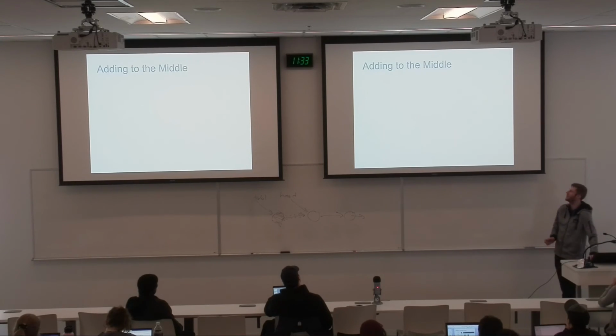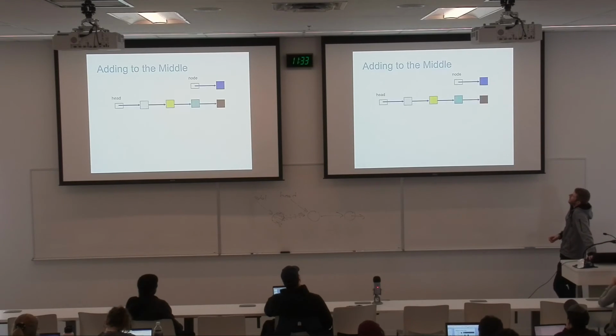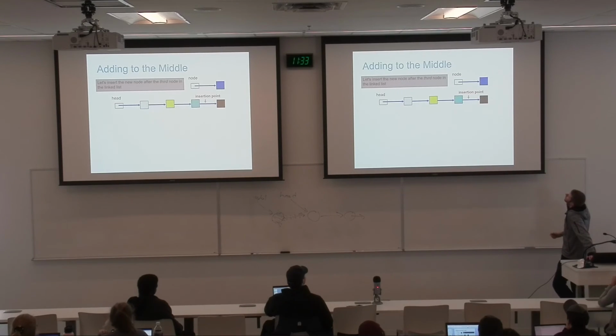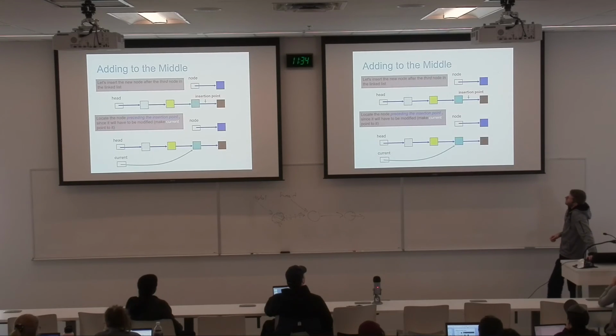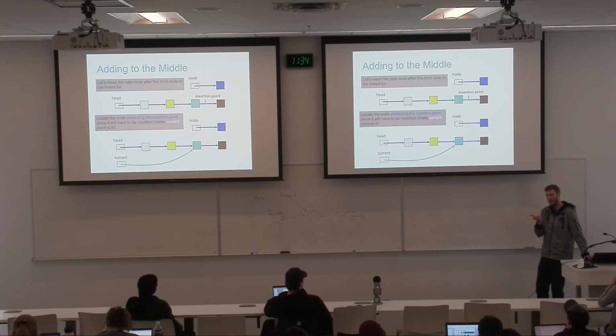Let's add something to the middle. So here's the node I want to add. Here's my link structure. Let's insert the new node after the third node in this linked list. 1, 2, 3. So I want it between the bluish and the black one. So how am I going to do it? I'm going to have to get some sort of pointer to the one that I want to insert it after. So I've got current here.